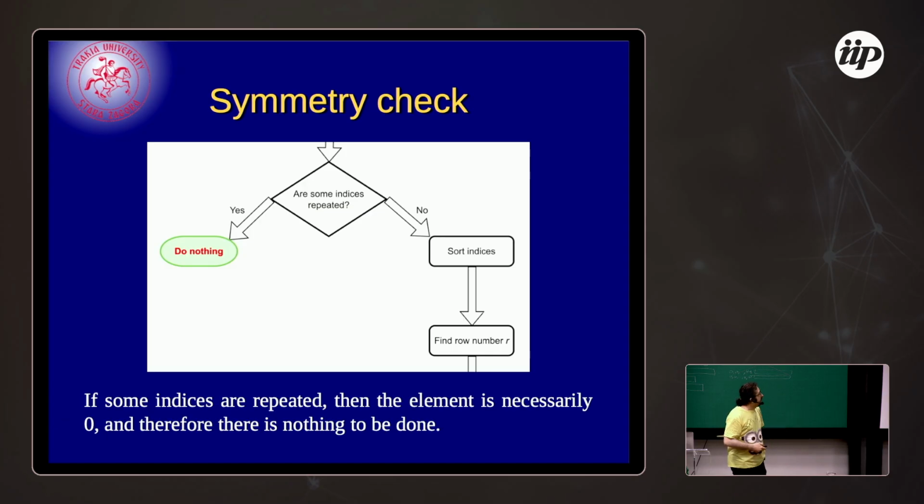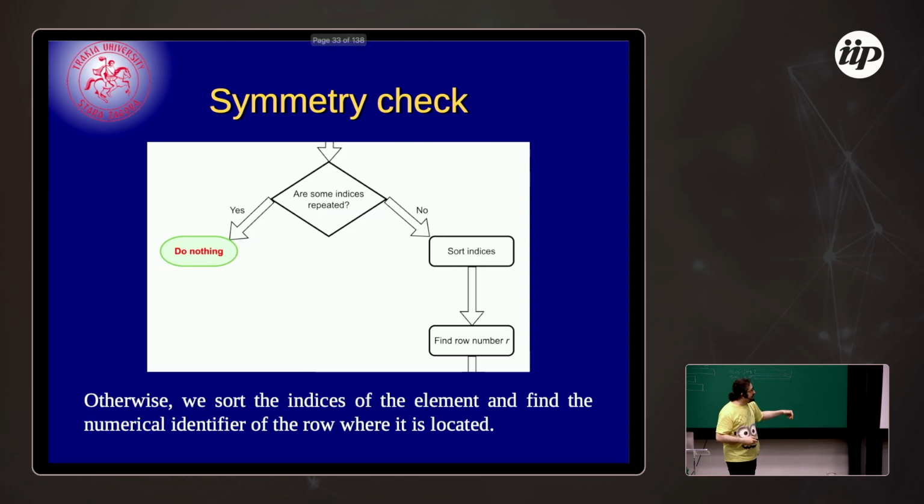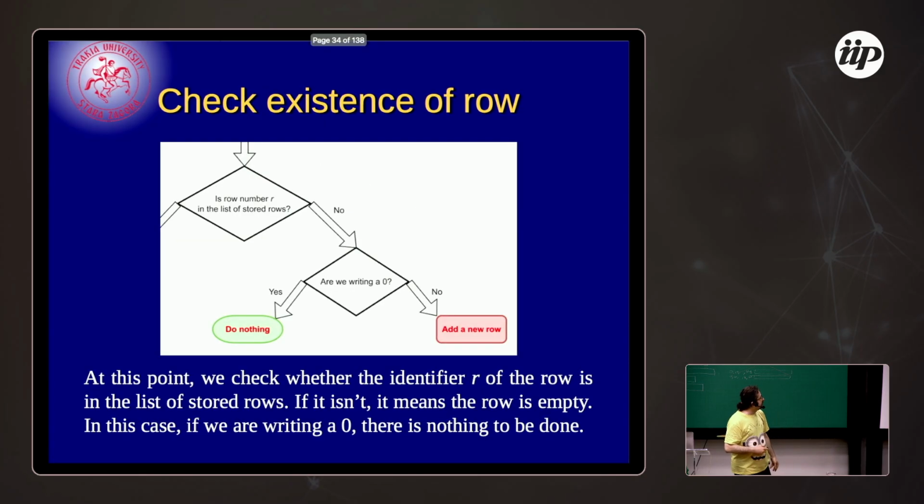So far, so good. Now, suppose instead that the indices are not repeated, so you are not on one of the hyperdiagonals. Then again, sort the indices, because we only want to write elements in the uppermost hyperpyramid, and find the row number, again with base n numbers. You find it, and we have the row number R. Question: is the row there or not? So search in the rows that we have already stored.